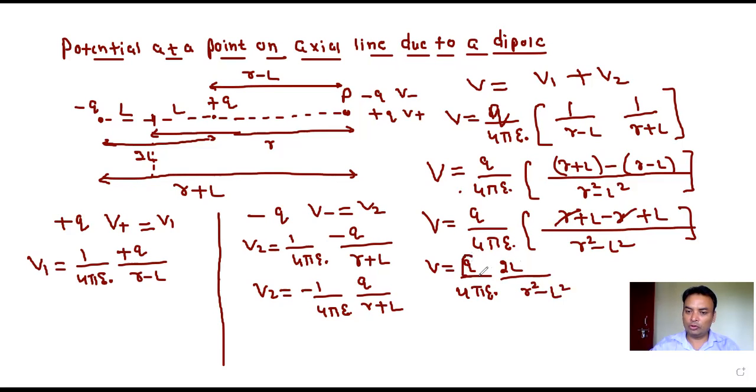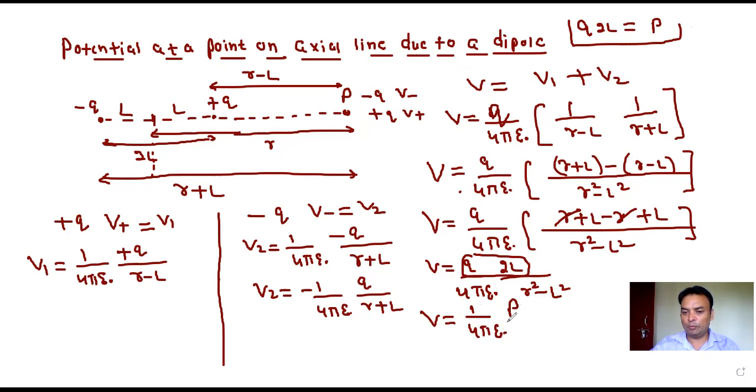Now focus on the numerator, it is Q into 2L. And in case of dipole, we know that Q into 2L, charge multiplied by length, is called dipole moment P. So now V is equal to 1 upon 4 pi epsilon naught, and this becomes dipole moment P divided by R square minus L square. So this is the total potential on the axial line due to a dipole.